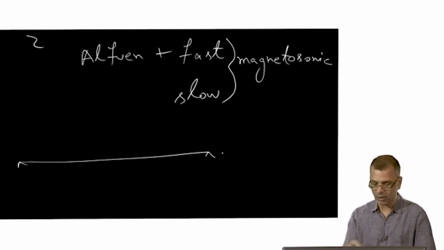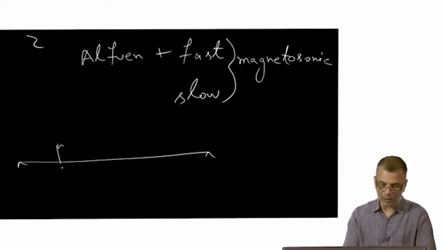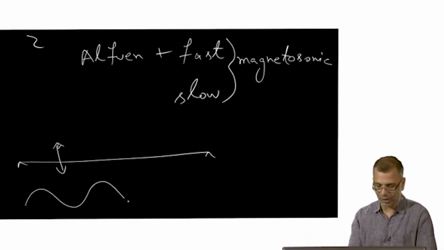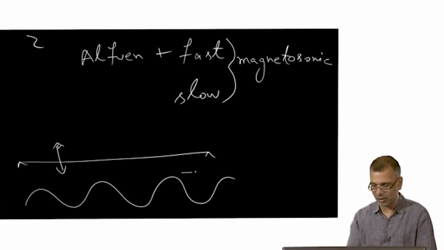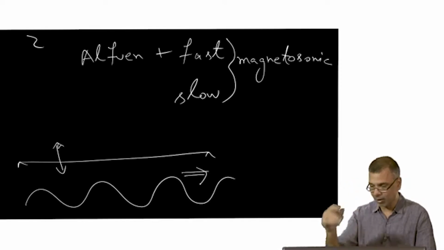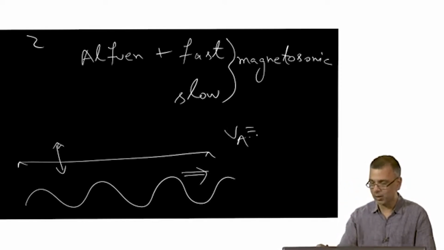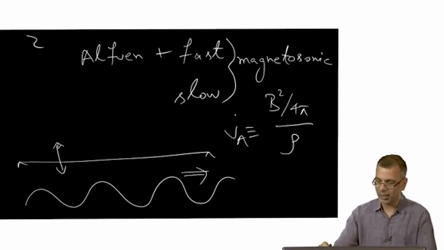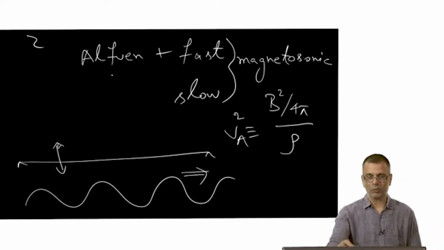That would be a stretched string, which is essentially the magnetic field line here, and you twang the string like this. You have transverse displacements, transverse to the direction of the string and also to the direction of propagation, and the string starts exhibiting undulations like this, and the wave travels in this direction with a velocity VA, which is B squared over 4 pi rho. This might be 4 or 8, I'm not entirely sure. Please check. And these would be the Alfvén waves.